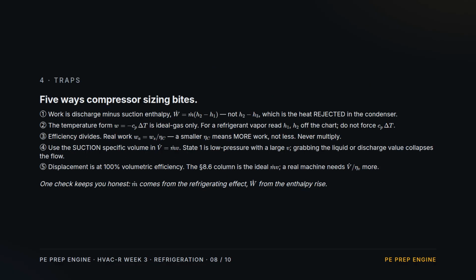Traps. 5 ways this bites. 1. The work is discharge minus suction enthalpy, H2 minus H1, not H2 minus H3, which is the condenser heat rejection. 2. The temperature form is ideal gas only. For a refrigerant, read the enthalpies. 3. Efficiency divides. A lower efficiency means more work, so never multiply. 4. Use the suction-specific volume in the volume flow. Grabbing the liquid or discharge value collapses it. 5. Displacement is at 100% volumetric efficiency. A real machine needs more.